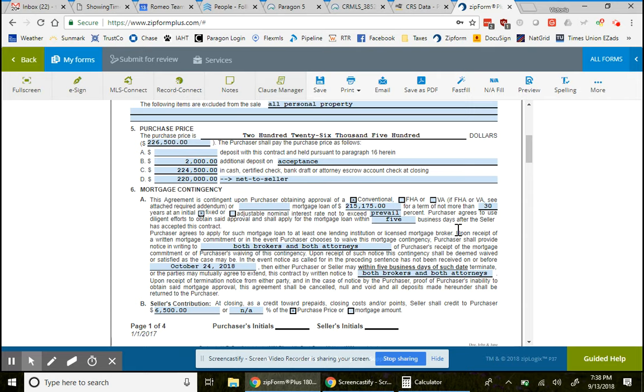So all this means is once the seller accepts your offer, within 5 business days, you're going to get all of that documentation fully into your loan officer. You're going to sit down with them and formally apply for the loan.